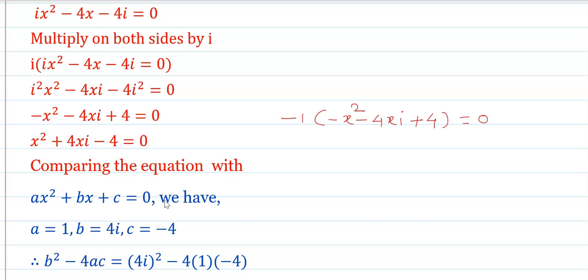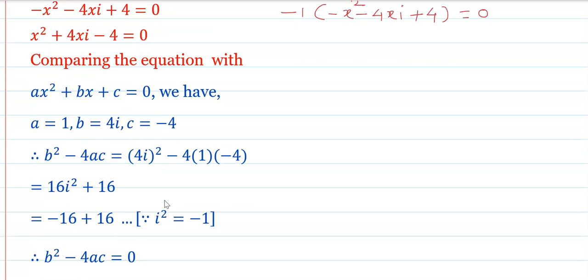Again, comparing with ax square plus bx plus c equals 0: a is 1, b is 4i, c is minus 4. b square minus 4ac equals (4i) bracket square minus 4 into 1 into minus 4. (4i) square means 16i square, and minus 4 into minus 4 is plus 16. Again, you will get minus 16 plus 16, that equals 0.